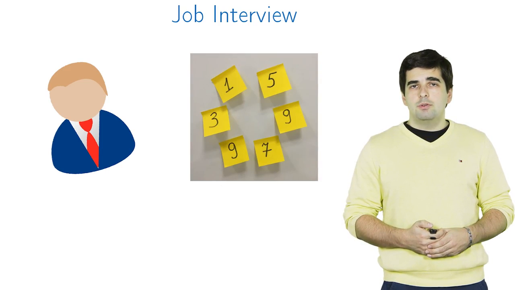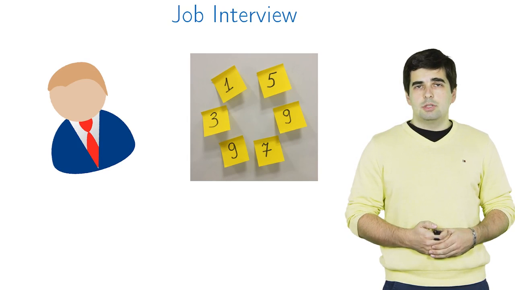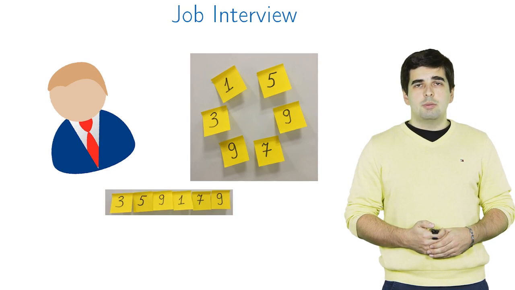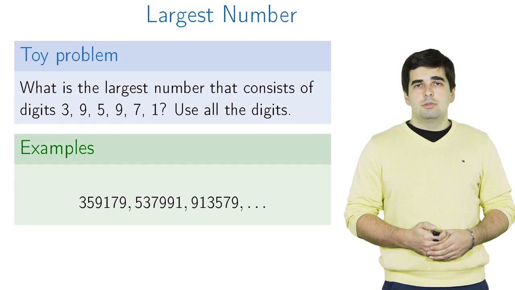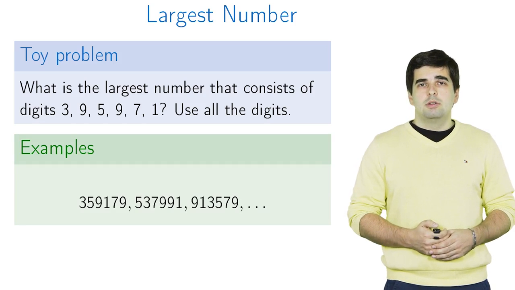And he tells you that he will give you an offer, but instead of negotiating your salary with you, he will give you a few pieces of paper with digits written on them. And your task will be to arrange those digits in a row, so that when you read the number from left to right, that will be your salary. So basically you have a problem, given a few digits, to arrange them in the largest possible number. And there are a few examples of such numbers on the slide.